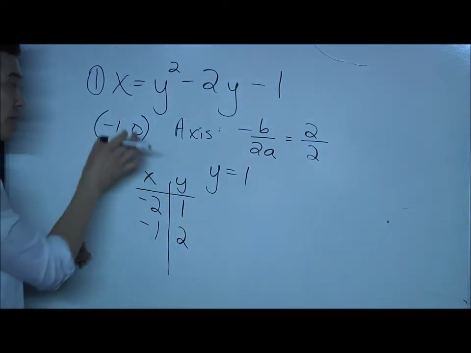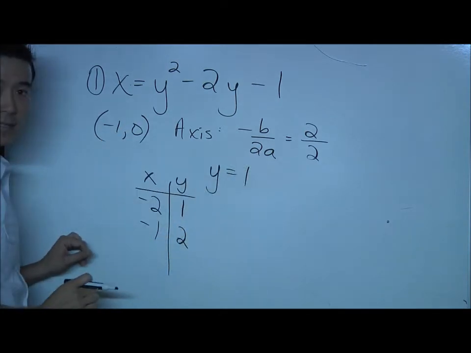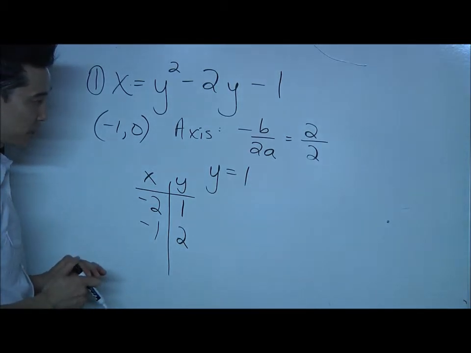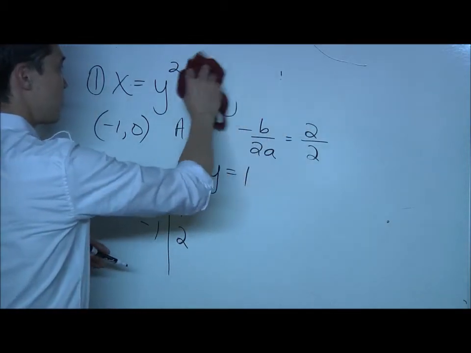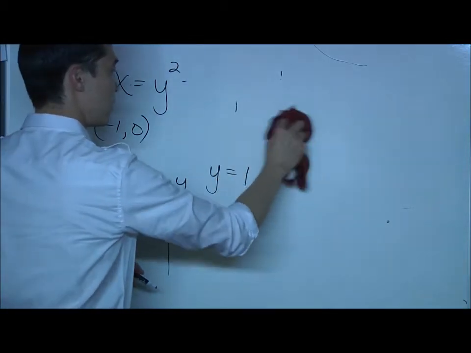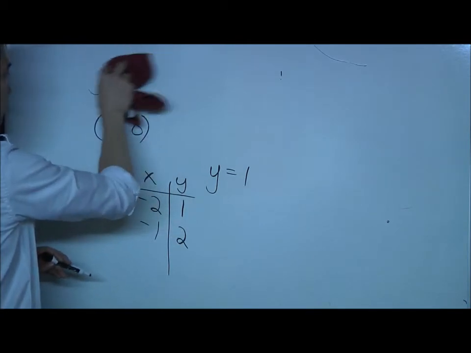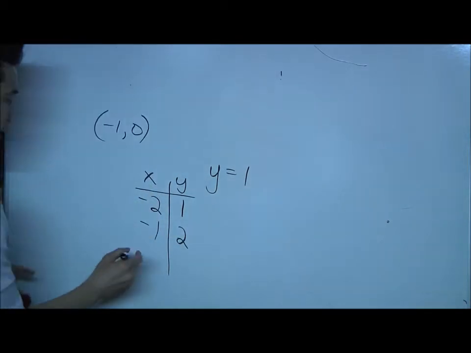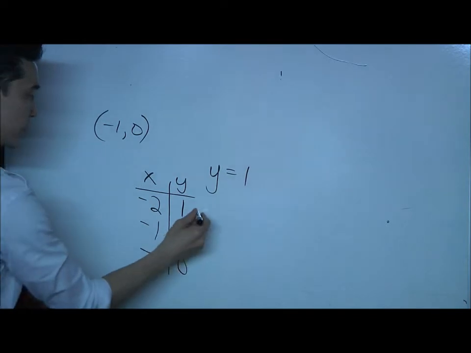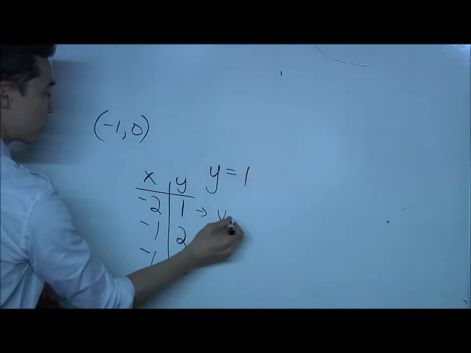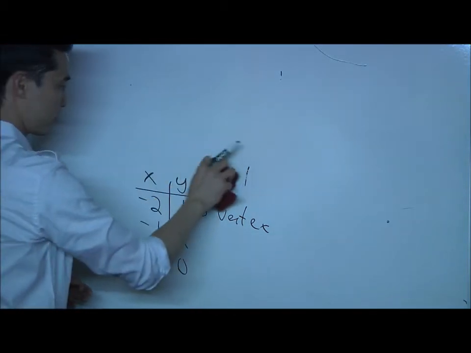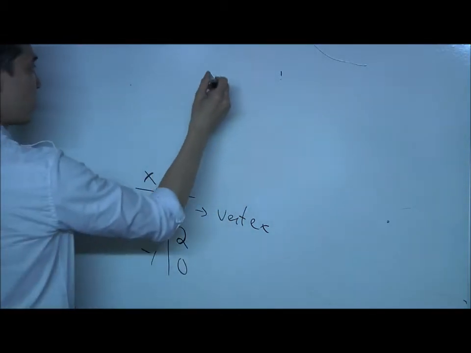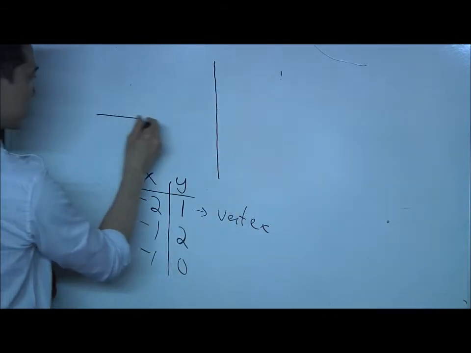Okay? So this point here and these two points and the axis of symmetry being y equals 1 should be enough for me to get a nice little rough sketch here. Okay, so let's do that. So I'm going to erase this. So I have these points, and I have this one as my vertex. So let's do a nice little sketch here. All right, and we know it opens to the right.